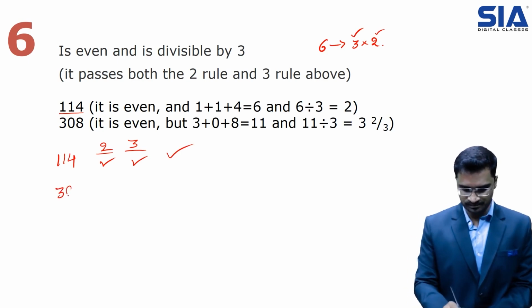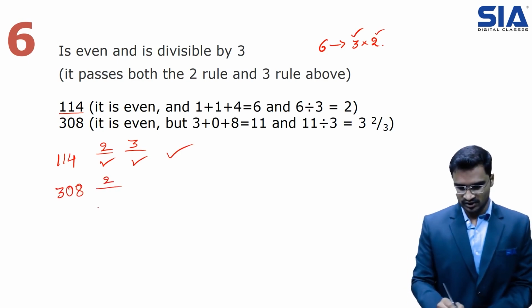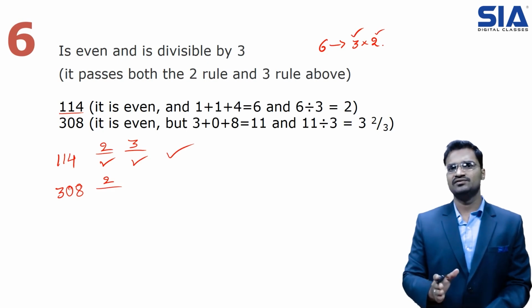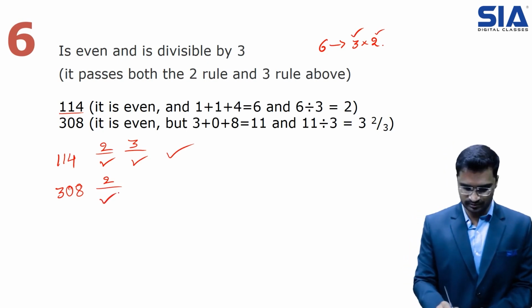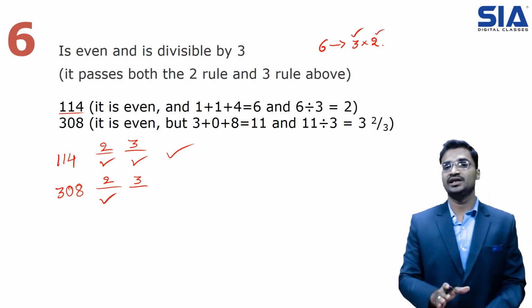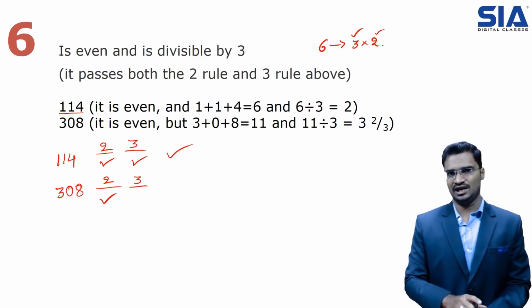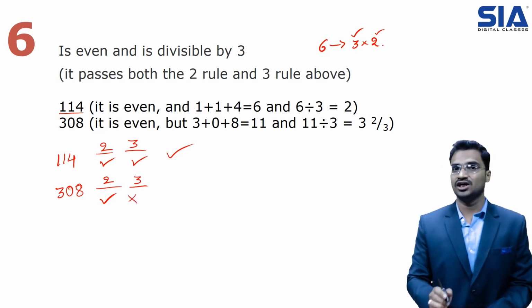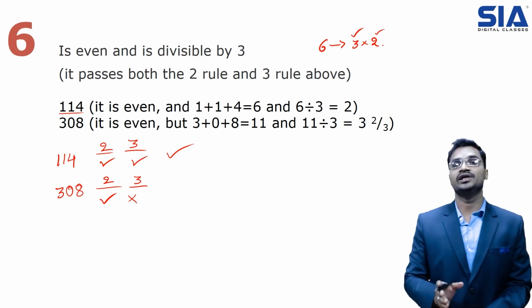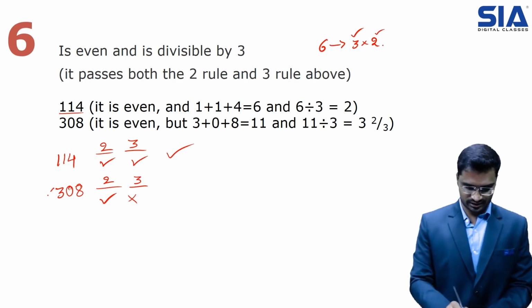In the same way, 308. Is it divisible by 2? Yes, it is divisible by 2. We have to check whether it is divisible by 3 or not. So 8 plus 3 is 11. 11 is not divisible by 3. So the number is not divisible by 3 and also it is not divisible by 6.